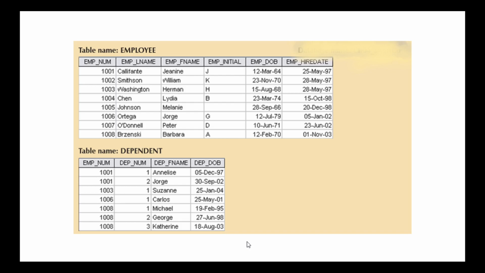So in the weak entity, the primary key is composed of the strong entity's primary key and the weak entity's partial key, which is the combination of employee number plus dependent number. Just see this combination: 1001 1, 1001 2, 1003 1, 1006 1. This combination cannot be repeated. And one more important property is that the primary key column contains only unique values and does not allow null values.